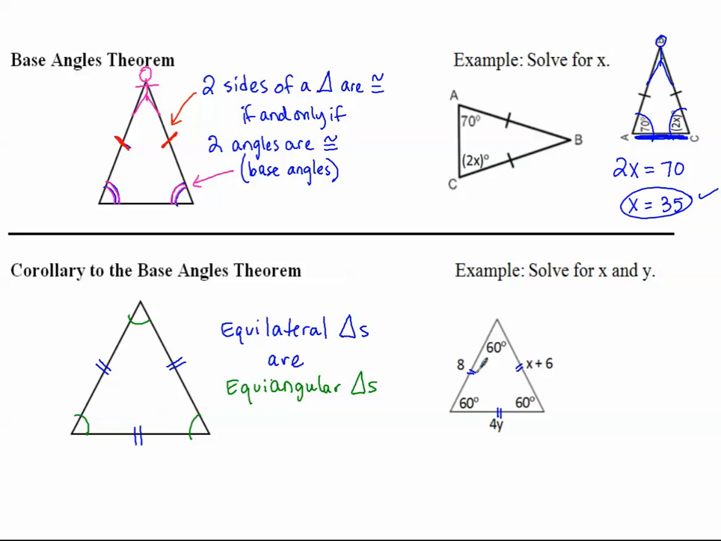So how can I solve for x and y? Well, this side is congruent to this side, so I can say x plus 6 equals 8, and then subtracting to get x by itself, I can see that x is 2. Similarly, I can make an equation to find out y by setting those equal. 4y equals 8, and dividing by 4, y also equals 2.